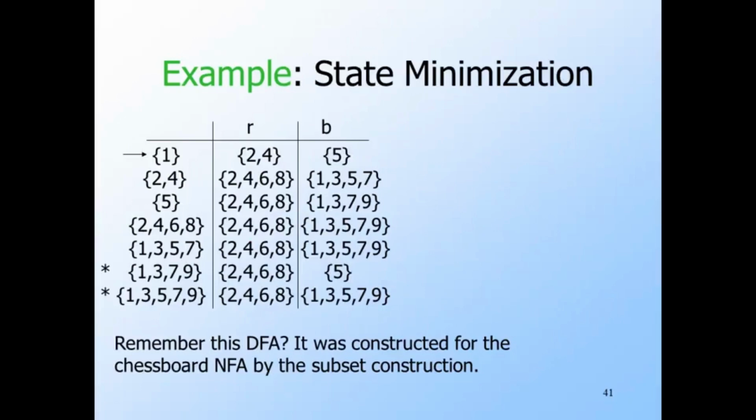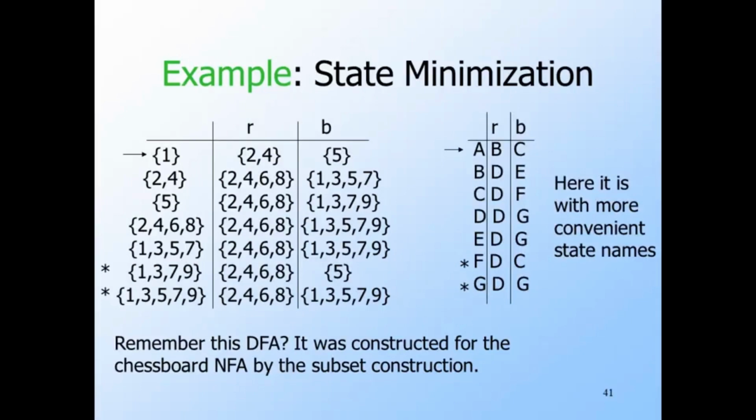Let's work with the DFA that we constructed from the NFA that represented the moves on a chessboard. We're going to make it easier to work with by renaming the states to be single letters. For example, A is the set containing only 1, and G is the set containing 1, 3, 5, 7, and 9.